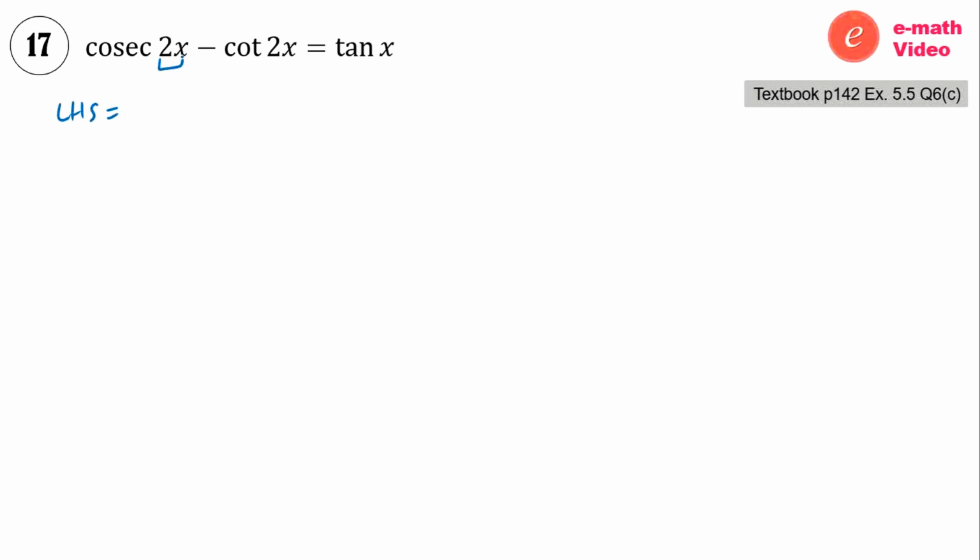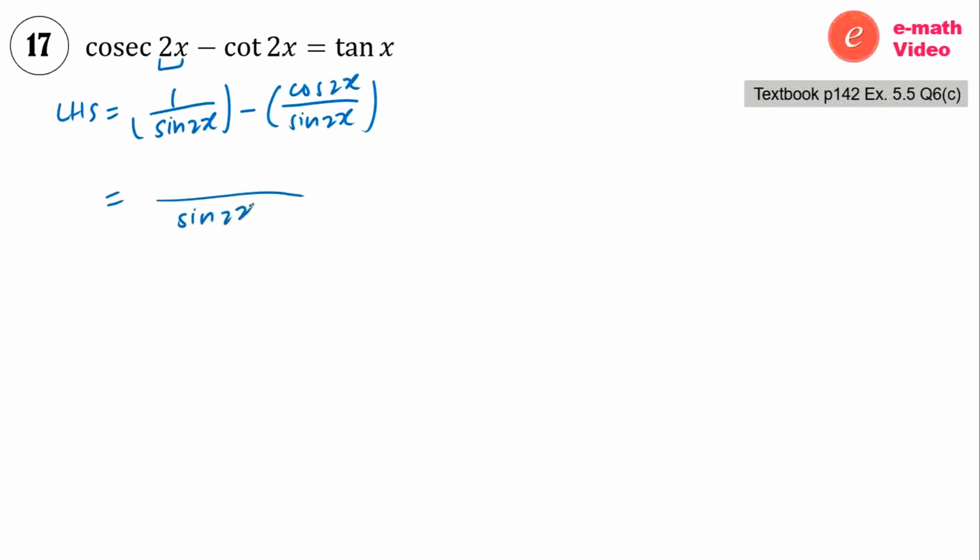So, convert it into 1 over sine 2x. Same thing, I don't have a formula for cotangent. And that equals minus cos 2x over sine 2x. Alright. And as you can see, we have a common denominator. So it's better for us to combine the fractions so that later it is easier for us, okay? Equals, the common denominator is sine 2x. On top, we have 1 minus cos 2x.